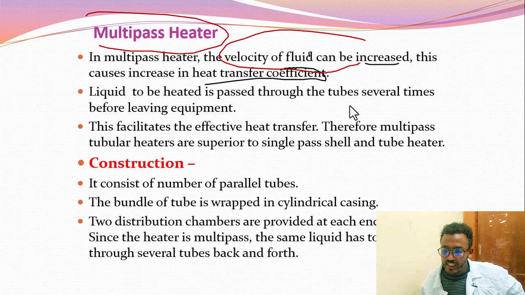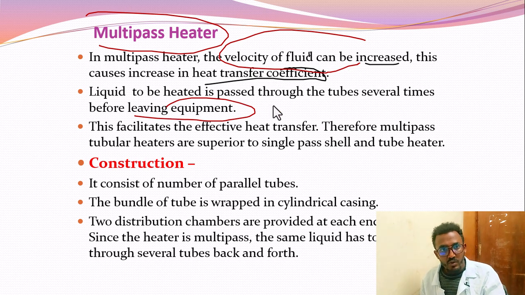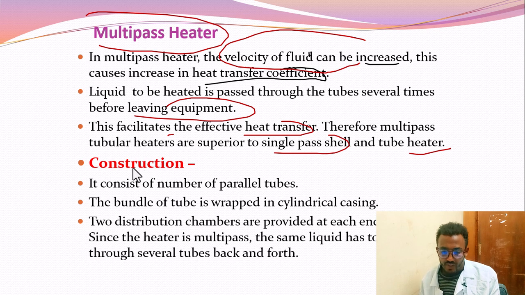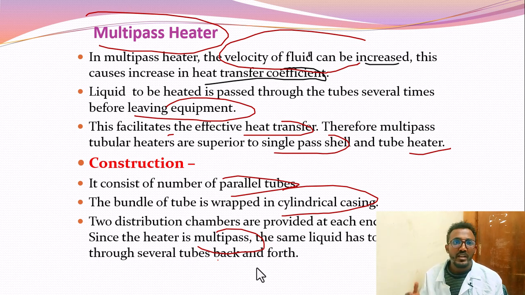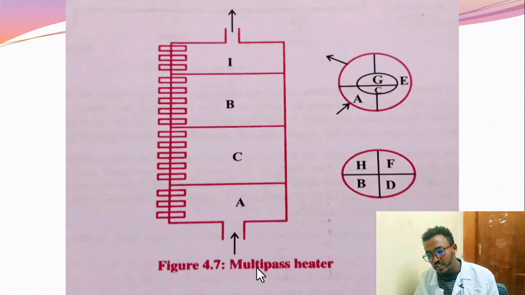The liquid to be heated passes through the tubes several times before leaving the equipment. This facilitates effective heat transfer. Therefore, multi-pass tubular heaters are superior to a single pass shell and tube heater. In its construction, it consists of a number of parallel tubes. The bundle of tubes is wrapped in a cylindrical casing, and chambers are provided at each end of the casing. Since the heater is multi-pass, the same liquid has to flow through several tubes back and forth, like a kind of rocking chair mechanism. This one is the multi-pass heater.